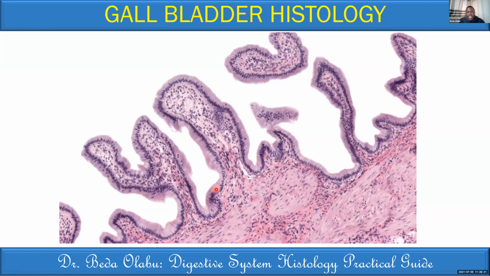Told you that the gallbladder stores bile, concentrates bile, and releases bile during digestion. So on the act of concentration of bile, the mucosa is highly folded to increase the surface area for absorption. And even the epithelium of the mucosa is simple columnar, usually with several microvilli.